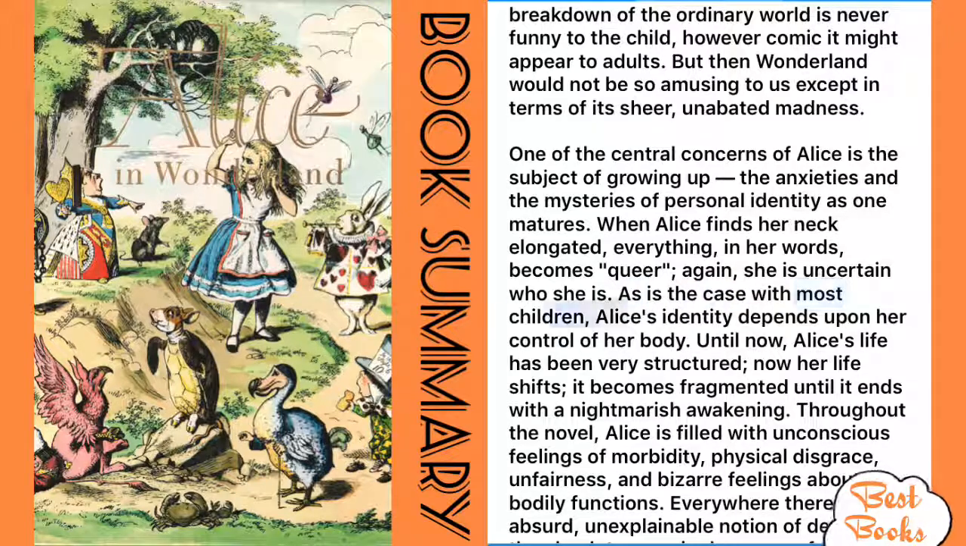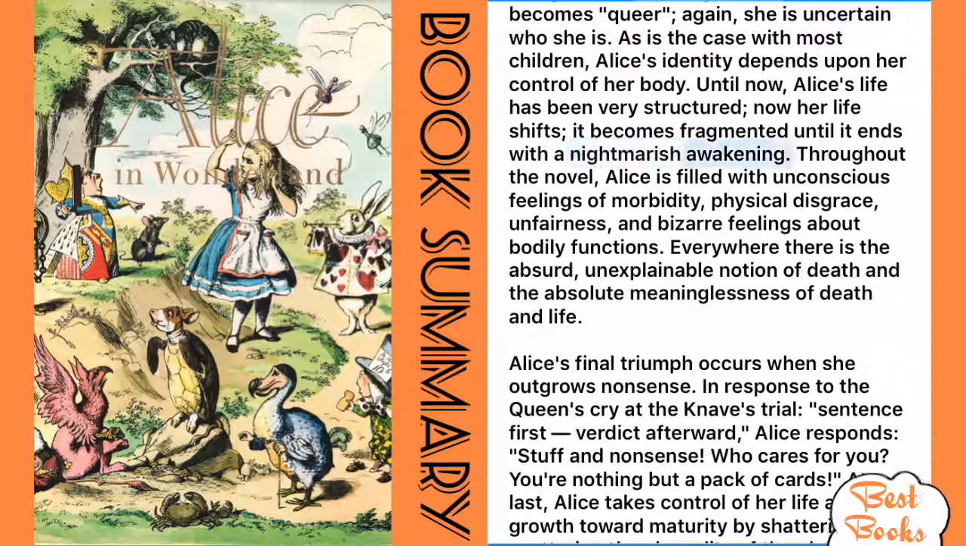As is the case with most children, Alice's identity depends upon her control of her body. Until now, Alice's life has been very structured. Now her life shifts. It becomes fragmented until it ends with a nightmarish awakening. Throughout the novel, Alice is filled with unconscious feelings of morbidity, physical disgrace, unfairness, and bizarre feelings about bodily functions. Everywhere there is the absurd, unexplainable notion of death and the absolute meaninglessness of death and life.